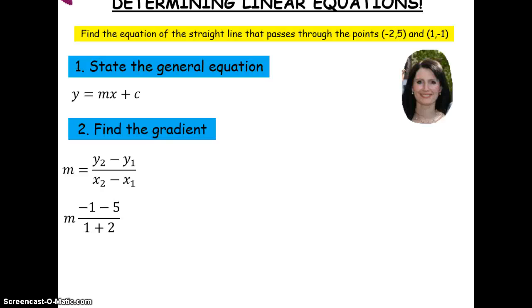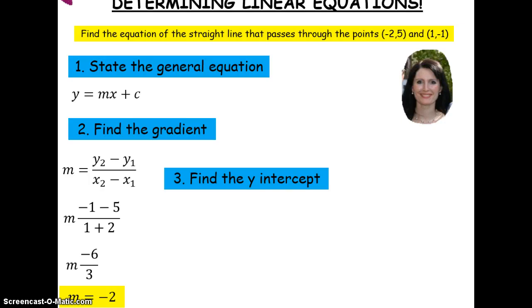So, negative 1 minus 5 is y2 minus y1, and x2 minus x1 is 1 minus minus 2. So 2 negatives in a row make a positive. So it becomes 1 plus 2. Negative 6 over 3 equals negative 2. m is negative 2.